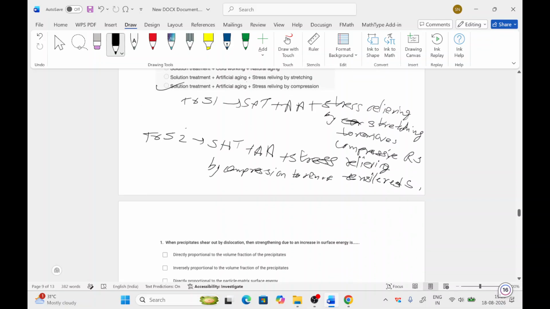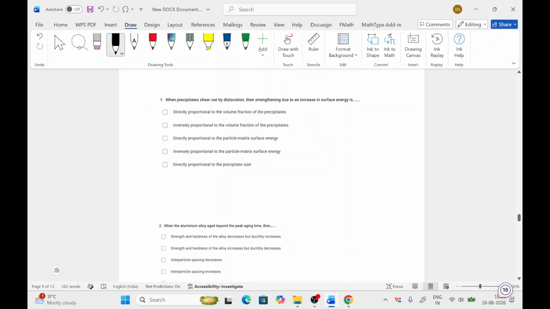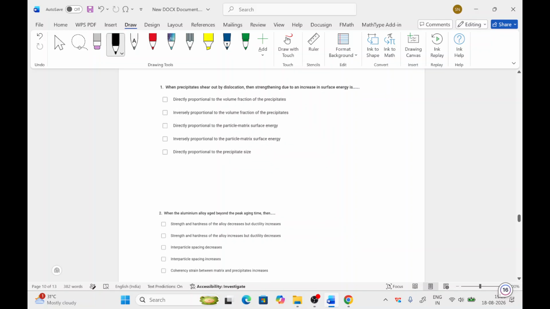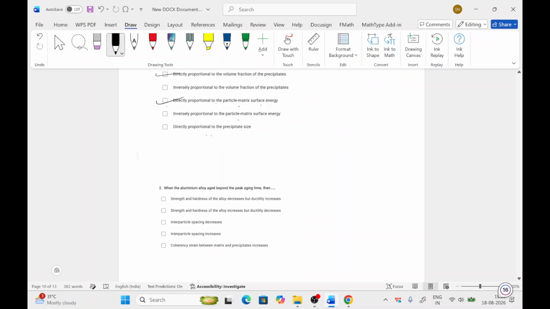Next question is, when precipitates are sheared by dislocations, the strengthening due to an increase in surface energy is directly proportional to the volume fraction of precipitates, directly proportional to the particle-matrix surface energy, and inversely proportional to the particle size. So A and C are correct for this. Next question.